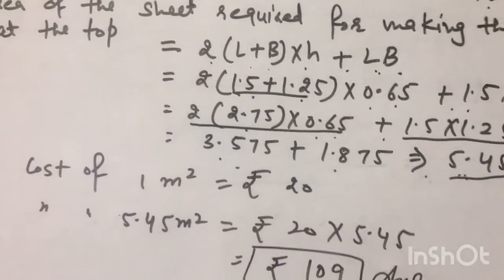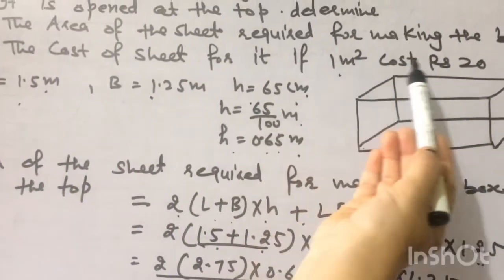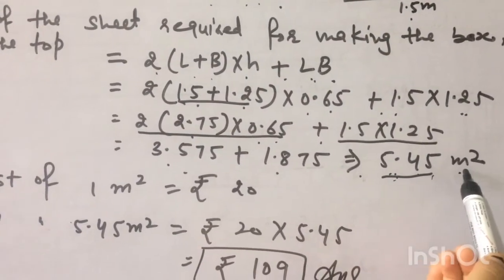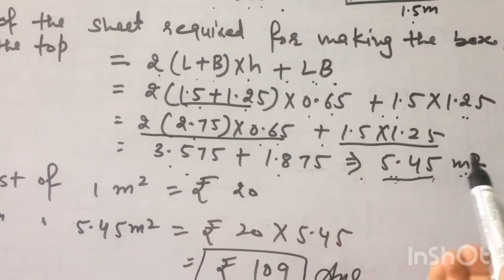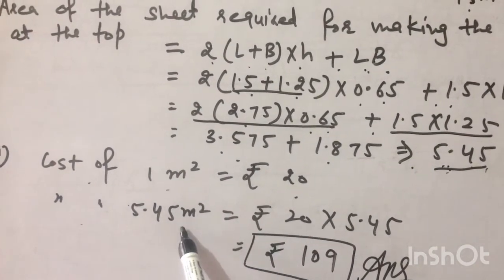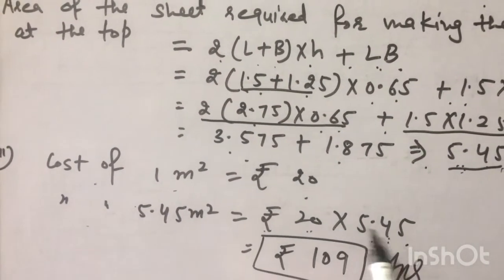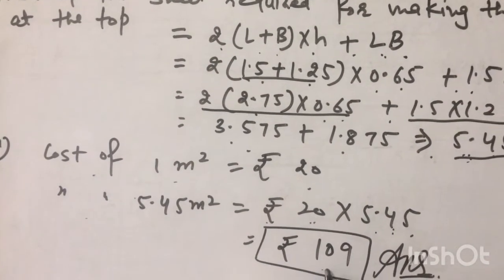Now second part, we have to find the cost also. 1 meter square cost is given rupees 20, and we have here 5.45 meter square, so we have to multiply it by 20. Cost of 1 meter square rupees 20, cost of 5.45 meter square equal to rupees 20 into 5.45. When we multiply these two, we get rupees 109.